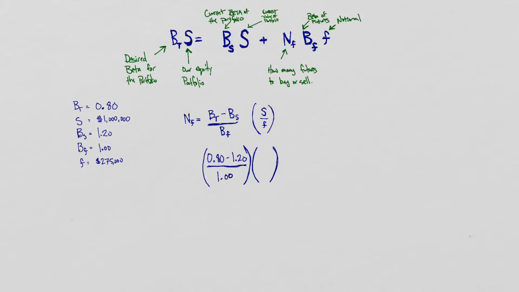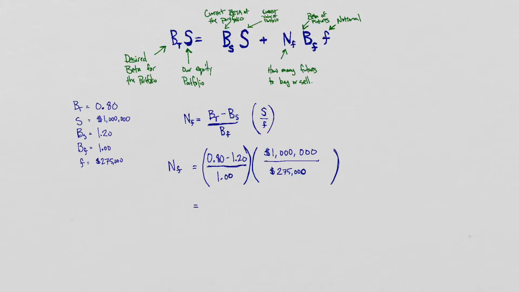But then also, to fill out this formula, we need the total value of our equity portfolio, here $1 million, divided by the value of a single futures contract. And that will vary depending on what futures contract we buy, what the underlying is. In this example, one futures contract on the S&P 500 is worth $275,000. And that's it to figure out the number of futures that we need to buy.